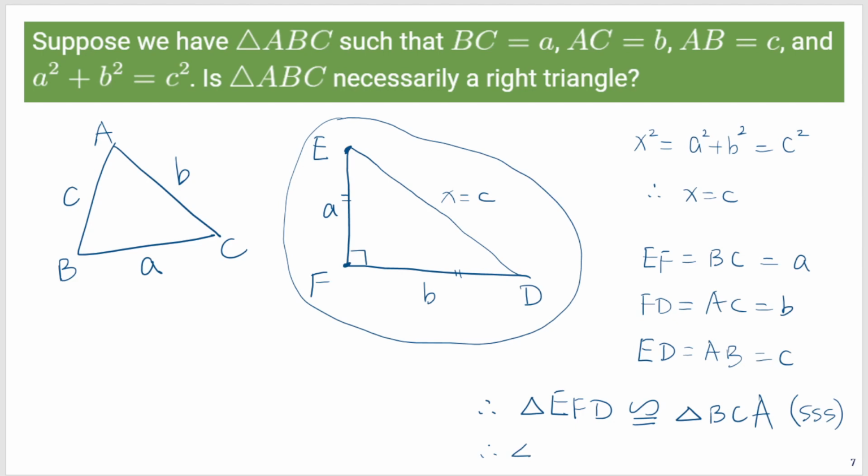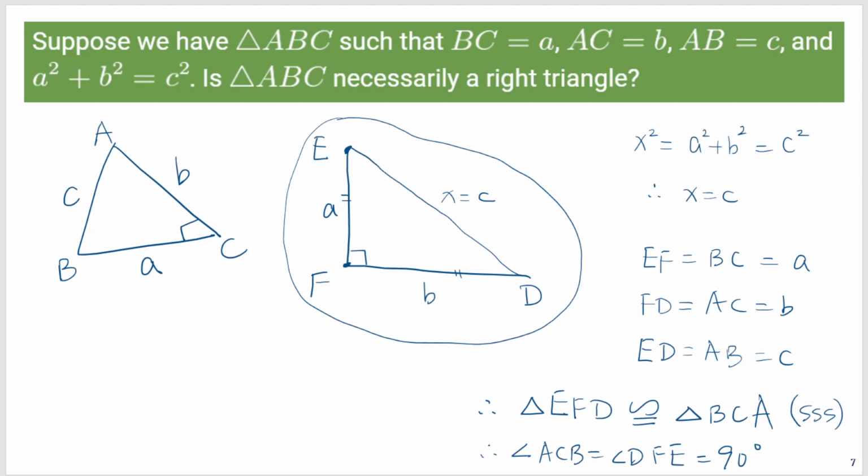According to SSS, these two triangles must be congruent with each other, right? Therefore, we know angle ACB must equal angle DFE, right? Which is 90 degrees. So this angle here must be 90 degrees. Did you get it? Therefore, we have proved the reverse statement is actually also true, right?